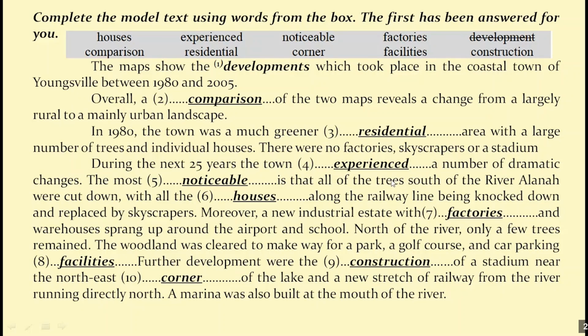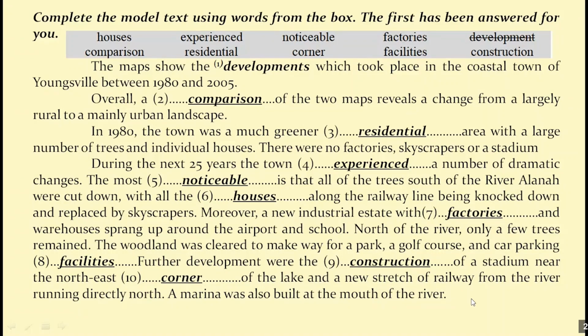The most noticeable is that all of the trees south of the river Alana were cut down, with all the houses along the railway line being knocked down and replaced by skyscrapers. Moreover, a new industrial estate with factories and warehouses sprang up around the airport and school. North of the river, only a few trees remained. The woodland was cleared to make way for a park, a golf course, and car parking facilities. Further developments, I'm sorry, that's a spelling mistake. Developments were the construction of a stadium near the northeast corner of the lake and a new stretch of railway from the river running directly north. A marina was also built at the mouth of the river.